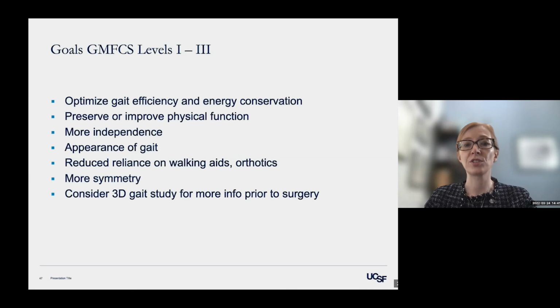We want to preserve or improve physical function, maintain their independence, and also decrease their reliance on walking aids and orthotics, if possible. We like symmetry, and oftentimes a 3D gait study can be helpful to us in terms of planning these procedures to make sure that we're doing the right things.